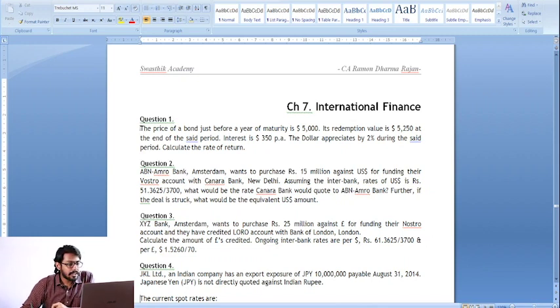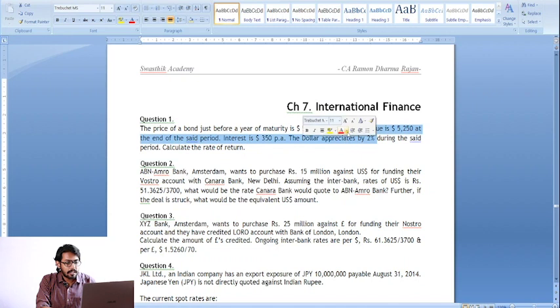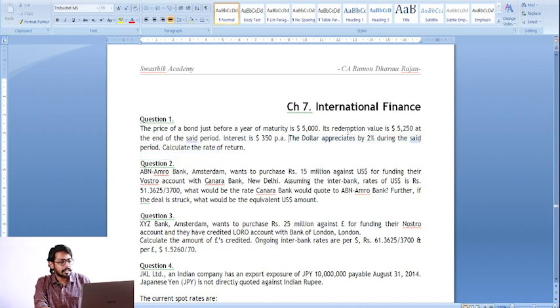The price of a bond just before a year of maturity is $5,000. Its redemption value is $5,250 at the end of the set period. Interest is $350 per annum. The dollar appreciates by 2% during the set period. Calculate the rate of return. So this, I believe, is the first formula we have discussed in our syllabus. The first formula is rate of return. You can take 5 minutes of your time, won't even take 5 minutes, quickly compute the rate of return.